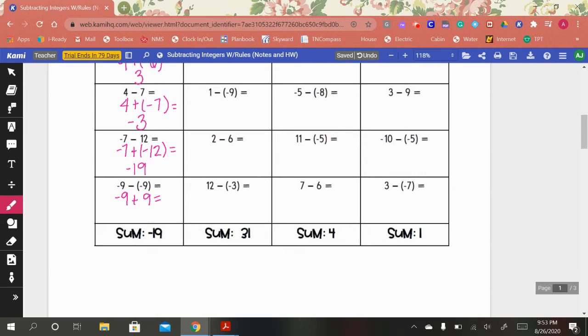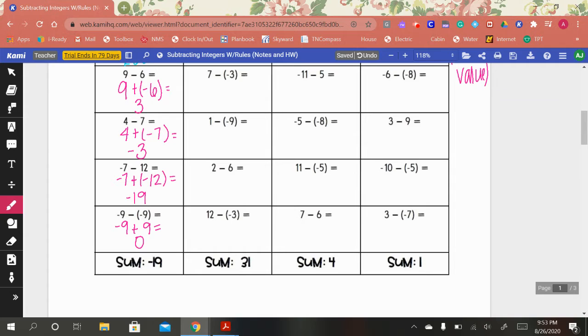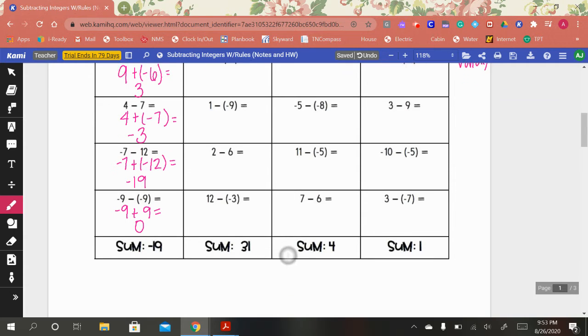-9 and 9 are opposites. They're also known as additive inverses. And when we add them together, our sum will be 0. All right, so for the challenge part, we are going to add up 3, -3, -19, and 0.